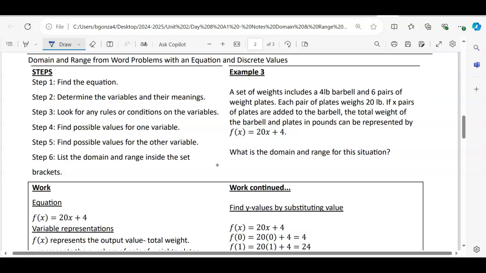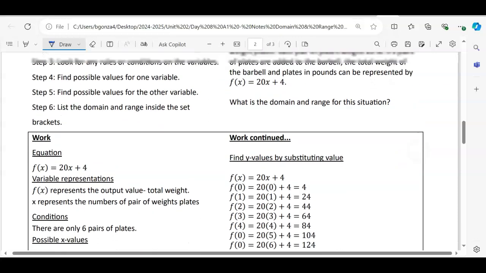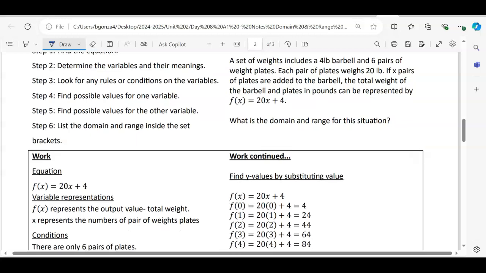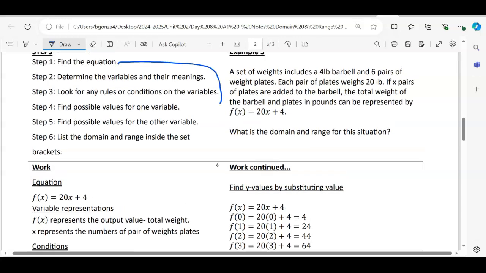A set of weights includes a 4-pound barbell, right? So this is more like a curling dumbbell, okay? 4 pounds just for the bar, and then you have 6 pairs of weight plates, okay? Now, if you have 6 pairs of weight plates, that's what you're adding to the barbell. The total weight of the barbell and plates in pounds can be represented by step 1. I found the equation, right? There it is, found it. And we're looking for domain and range.